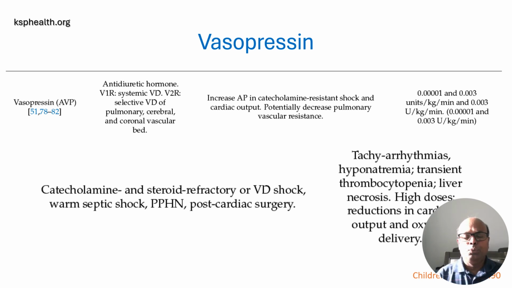Vasopressin acts through V1 receptors and V2 receptors. It is used in catecholamine and steroid refractory vasodilatory shock. It can cause tachyarrhythmias, hyponatremia, transient thrombocytopenia, and liver necrosis. The dose is 0.00001 to 0.003 units per kg per minute.